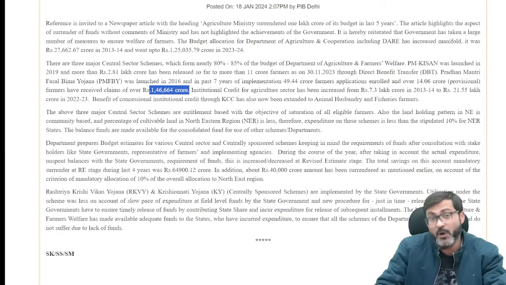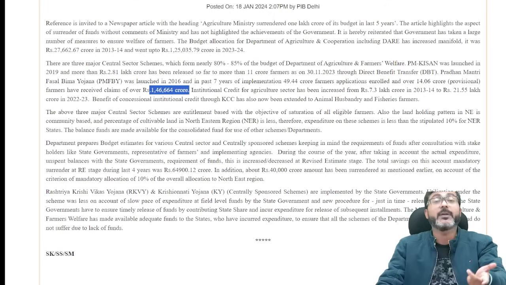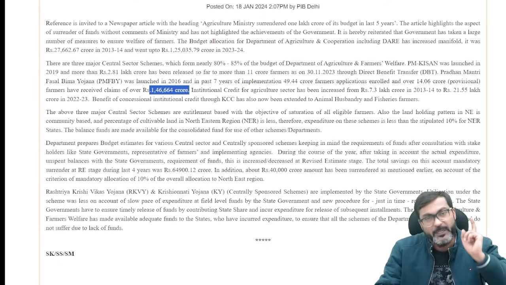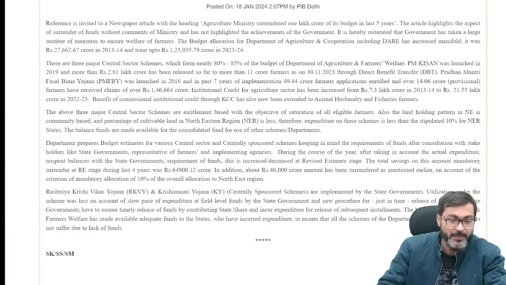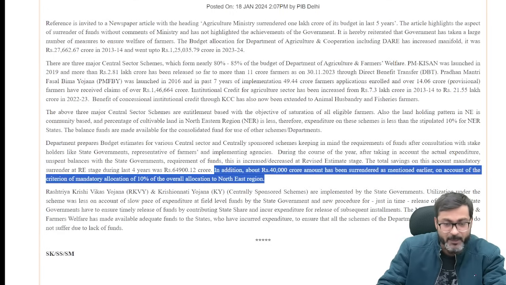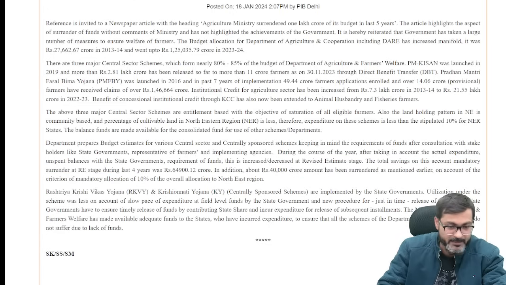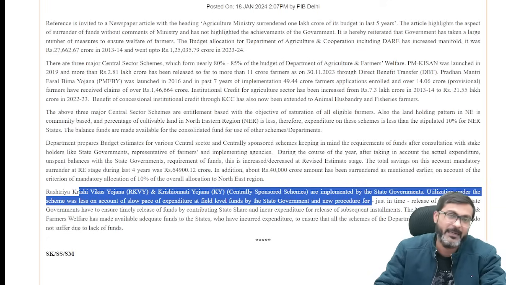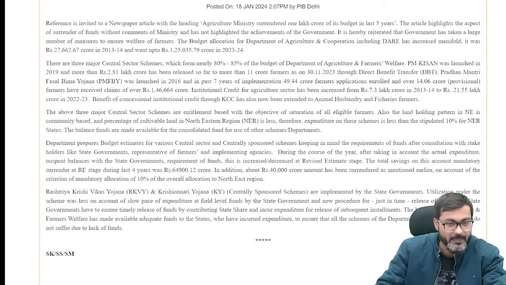So you need to know what type of question can be asked and how you can do it. For that, you need to thoroughly go through the previous year papers. Okay? I hope it is clear. In addition, about 40 crore amount has been surrendered, as mentioned earlier. This is not important. Again, there are no numbers. Let's talk about RKVY here, let's read it. RKVY and Krishonnati Yojana are implemented by the state governments. Nothing relevant, right? Okay.